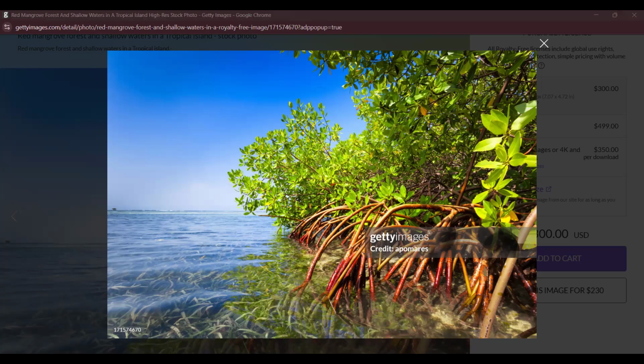Can you see the screen? Can you see the screen of mangroves? Yes, teacher. Yes, miss. Okay, now you can enjoy.